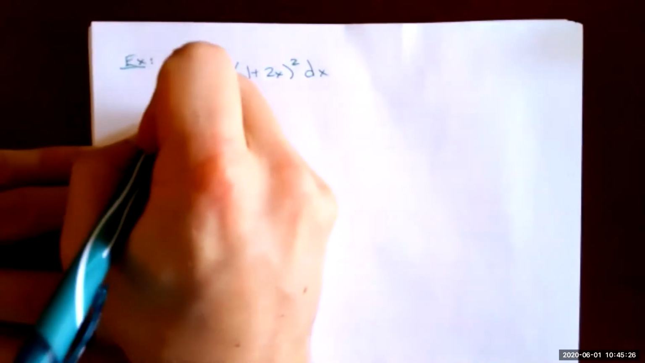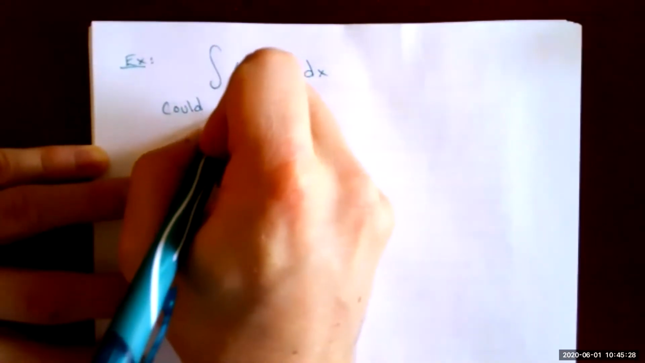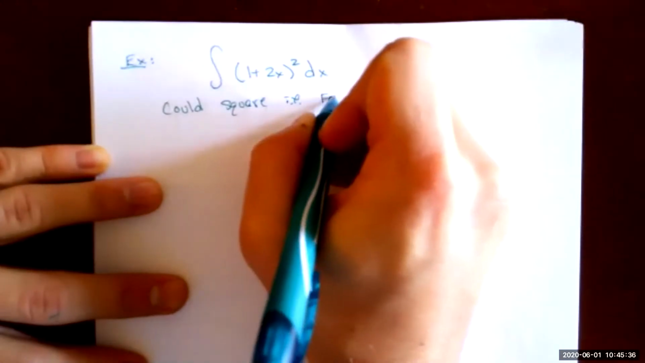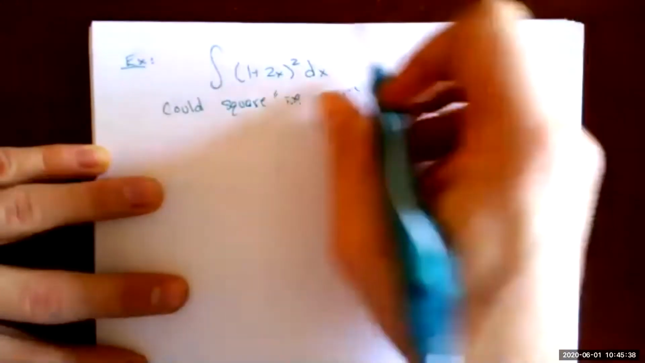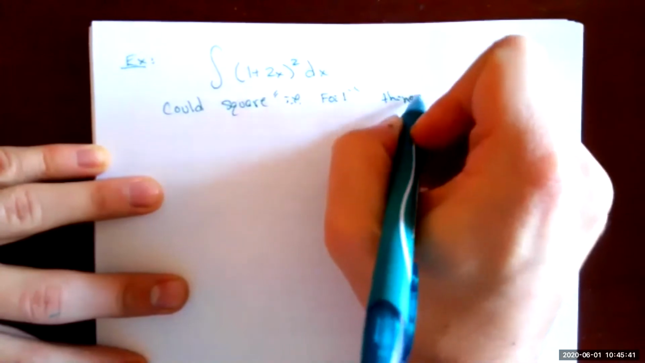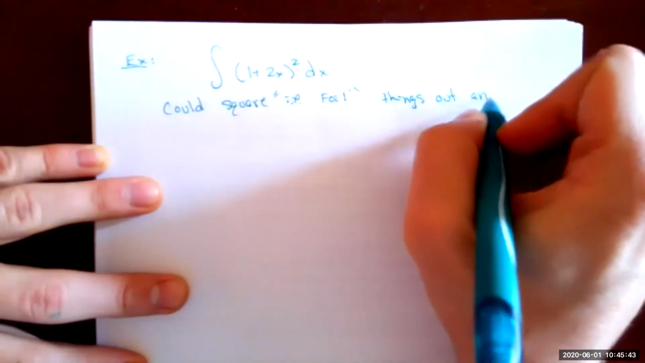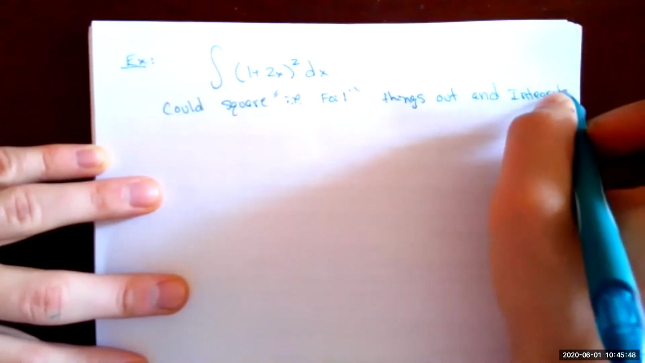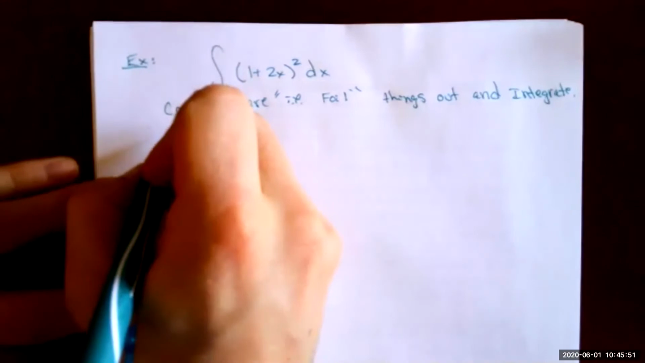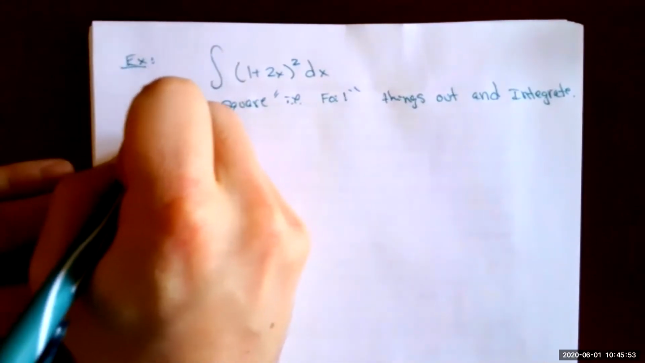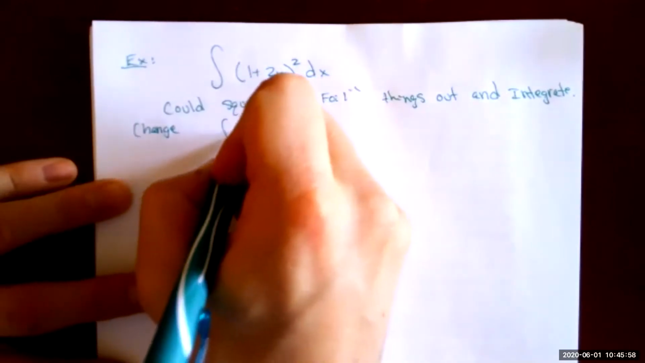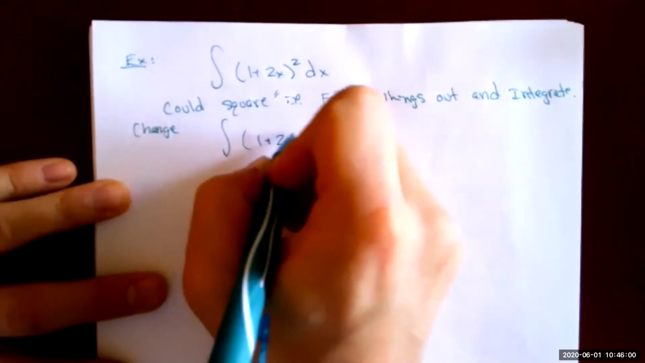So we could square everything out, FOIL things out, and integrate. Okay, but let's change it a little bit. Squaring things out isn't too difficult. What if I actually give you something like this?